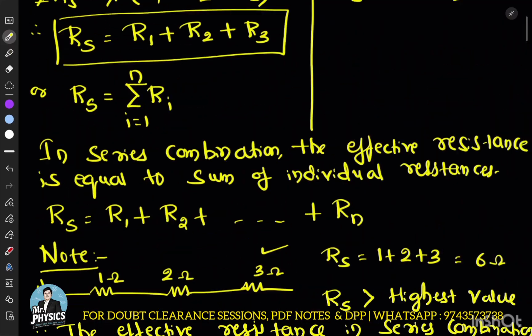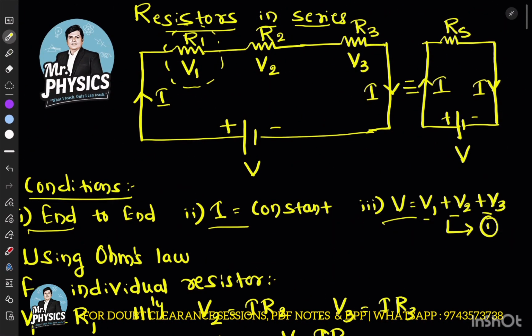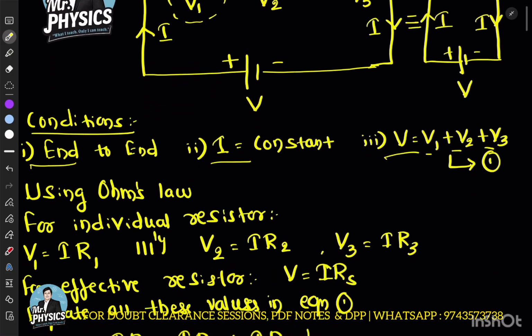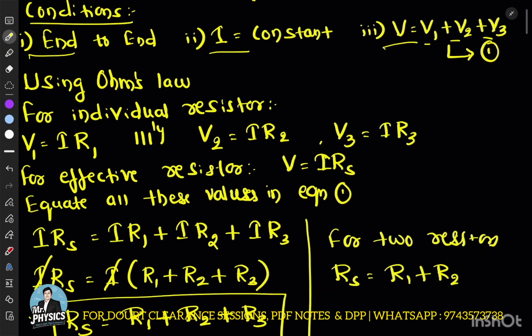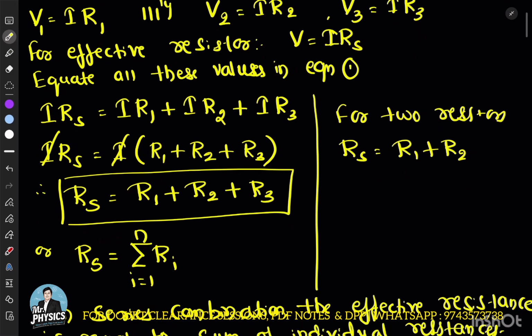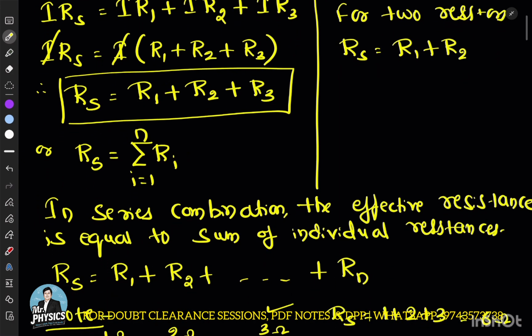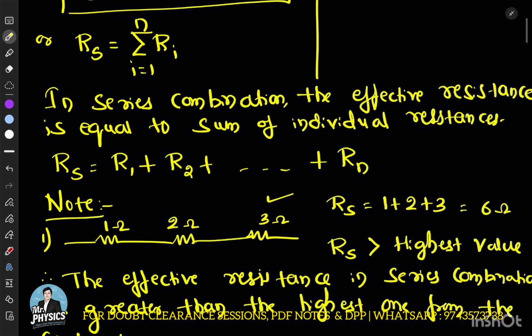So one more, just within a few minutes we are going to do the brush up. As I told you, the series combination conditions: the resistors are connected end to end, and the current flowing is constant. The potential difference across the combination is equal to the sum of the potential differences across individual resistors. Using Ohm's law we wrote the equations, that is V1 equal to IR1, V2 equal to IR2, V3 equal to IR3, and for the effective, V equal to IRs. When we equated all these, we got the relation Rs equal to R1 plus R2 plus R3.